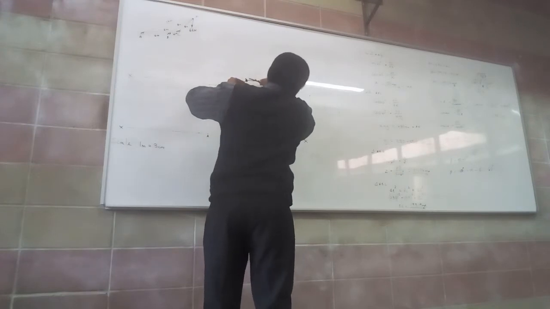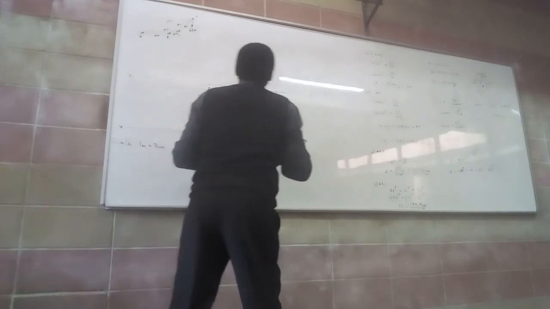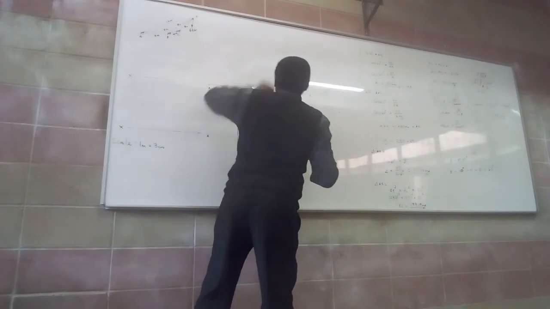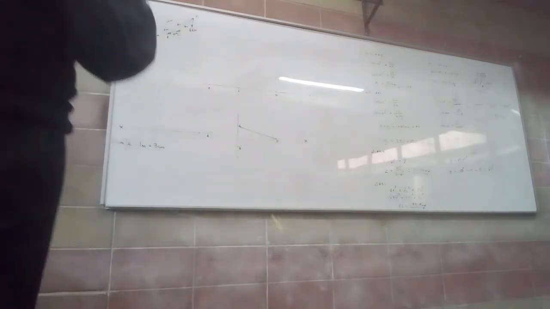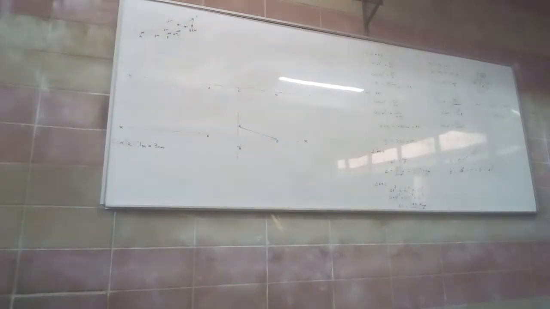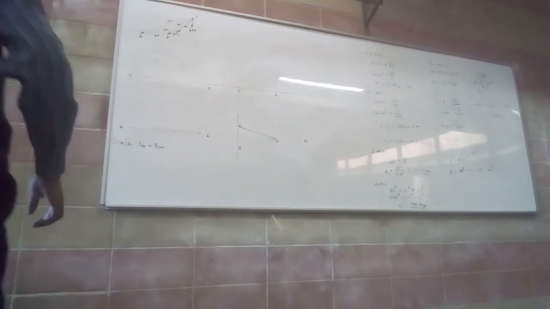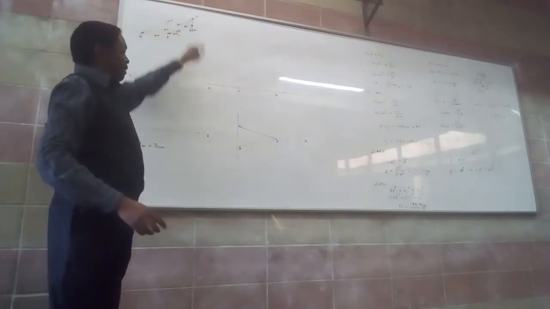Throw your arc there. I can see it. You can also see it. Throw the arc of CD. After doing that, you have to draw the arc of the backstay from this side.